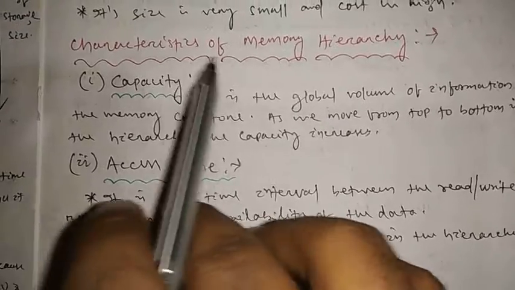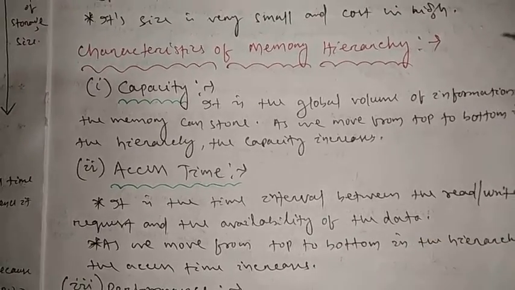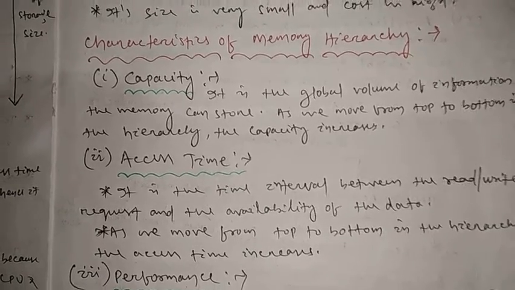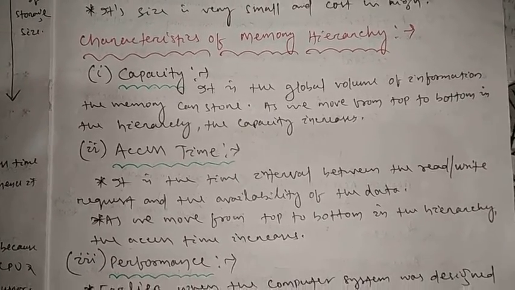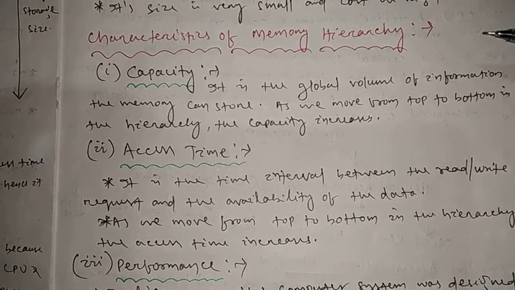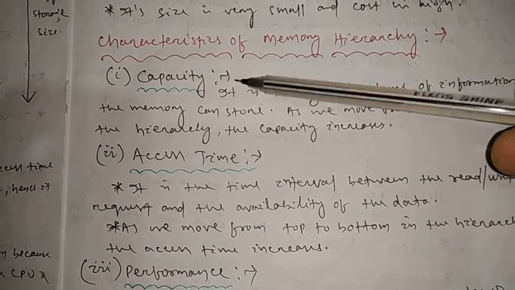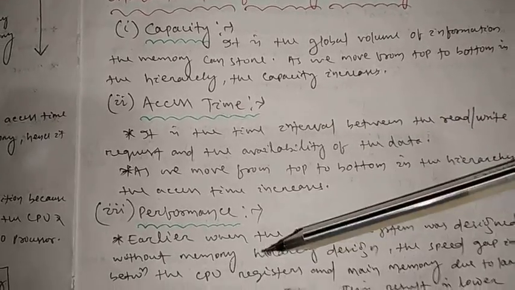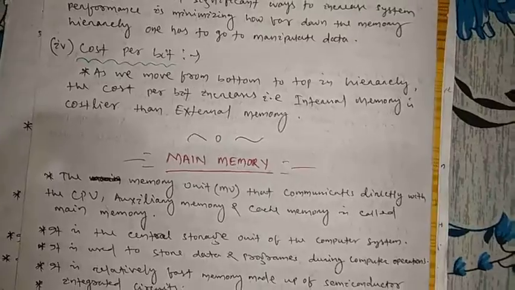So next is what? Characteristics of memory hierarchy. So what are the characteristics of memory hierarchy? Already we discussed about the characteristics. One is speed, cost, and size. Similarly, there are 4 characteristics in computer memory hierarchy. One is capacity, second one is access time, third one is performance, next one is what? Cost per bit.